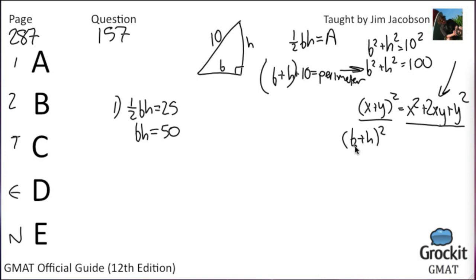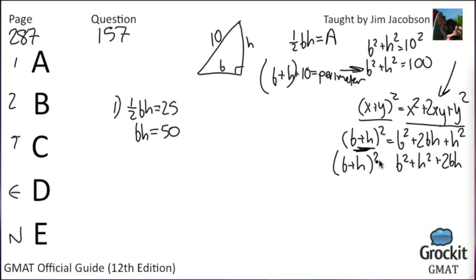which we don't have. This is what we're trying to find out, but this would equal b squared plus 2bh plus h squared. And we can reorder these. This is just a simple addition expression. So this would be the same thing as b squared plus h squared plus 2bh. So we just put them in a different order. And this is still b plus h quantity squared, which we don't know. Again, we don't know this.